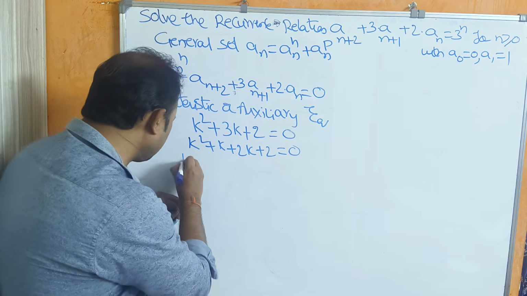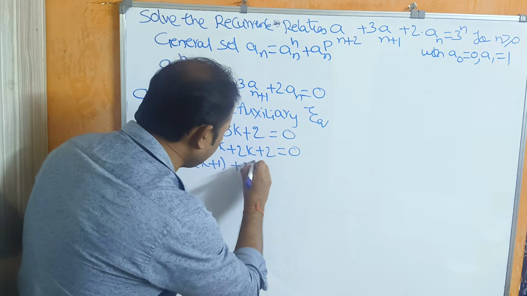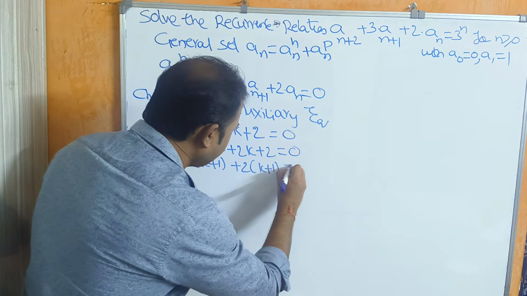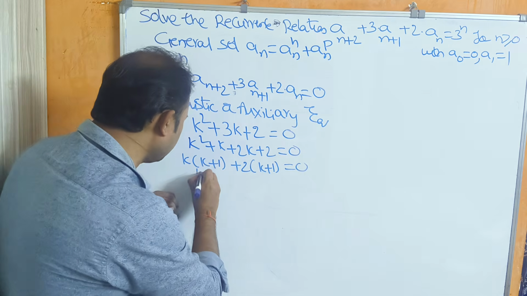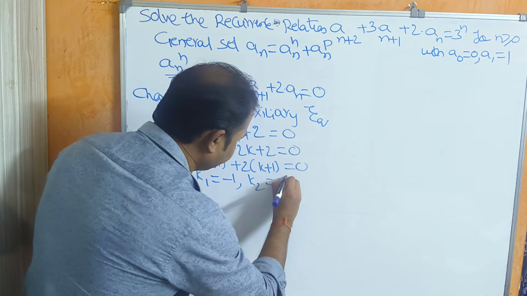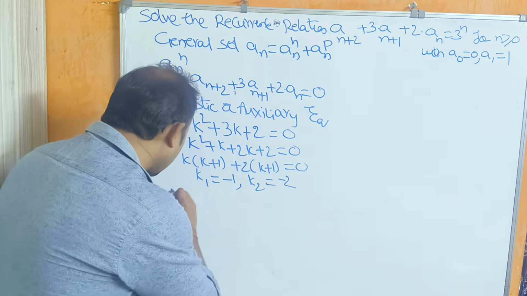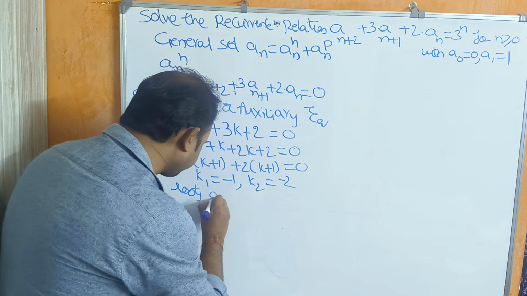If we observe the first two, k is common. If we observe the remaining two, 2 is common. So (k+1)(k+2) = 0. So the first root is minus 1, the second root is minus 2. So here the roots are real and different.